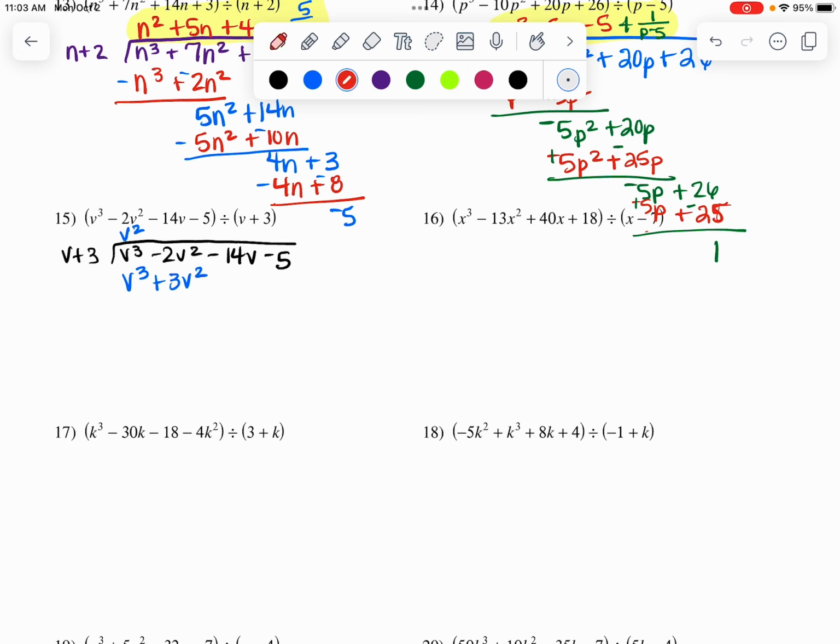Again, I'm going to subtract. So when I do that, that gives me a negative 5v squared, and then bring down the negative 14. Okay, so now I need a negative 5v, so that I get a negative 5v squared, and then a negative 15v, negative 5 times 3, and subtract. So we know this time subtracting, again, changes our signs, so I'm just going to have a 1v here, and then bring down that minus 5.